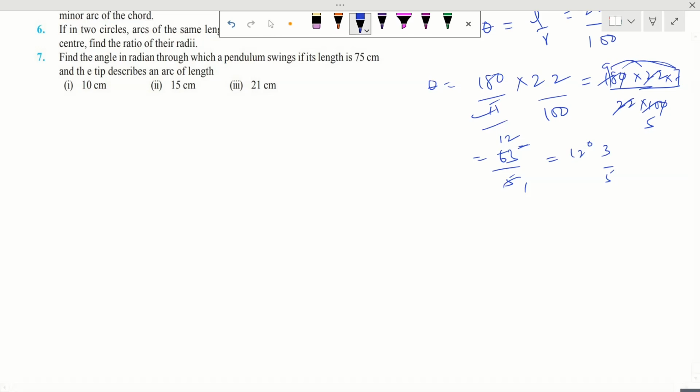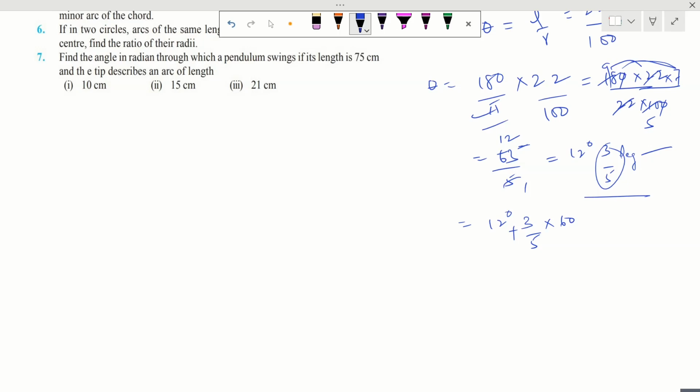So 3 by 5 is also in degree. This whole term is in degree. Now this 3 by 5, I am converting into minutes. 12 degree plus 3 by 5. This is in degree, so I am converting it into minutes, which means I will multiply by 60.